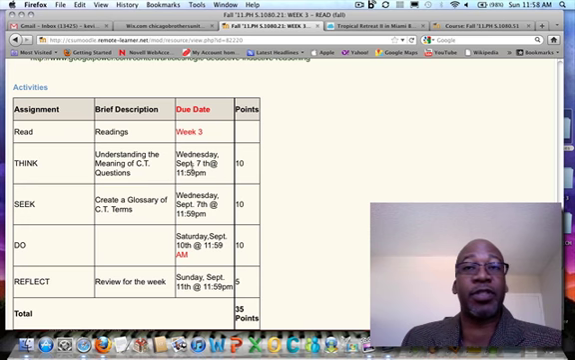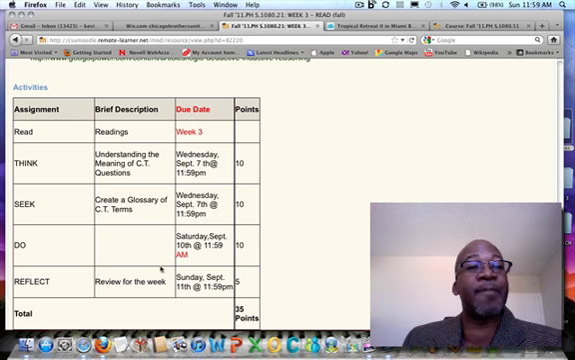It's worth 10 points. It's due Wednesday at 11:59 p.m. Then creating the glossary of critical thinking terms, again due Wednesday at 11:59 p.m. That's also worth 10 points. The do is the activity or exercise that's kind of for fun, on problem solving. It's talking a little bit about inductive and deductive reasoning, as well as some general critical thinking and problem solving skills. It is also due this coming Saturday at 11:59 a.m., or in essence, noon.